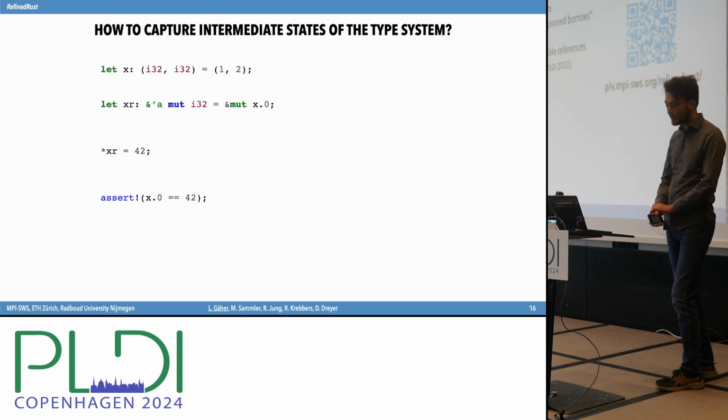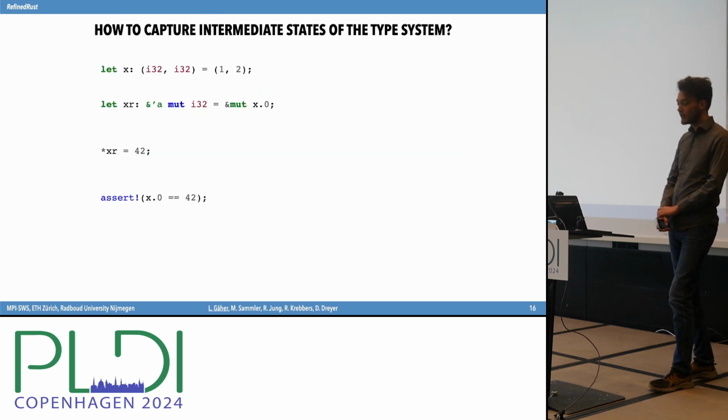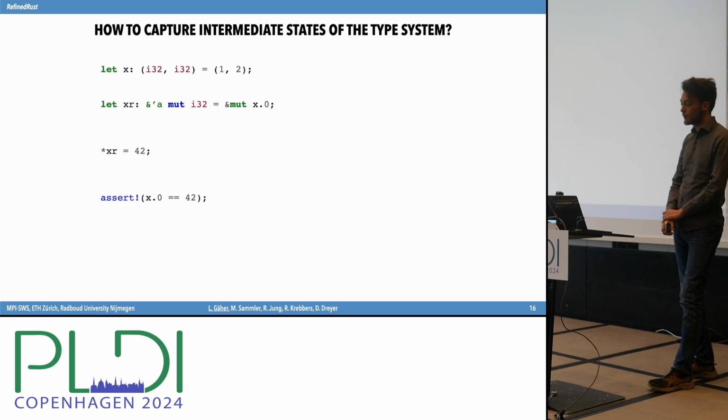Since I have some more time, I'll tell you a bit about place types and zoom in on a small example here that motivates how this happens in the RefinedRust type system. You can see here a pretty simple example program. It creates a tuple of two integers, 1 and 2, and then creates a mutable reference xr to the first component, and it uses this mutable reference to write 42 to the first component. And in the end, we assert that the first component is 42 because we modified it through that mutable reference.